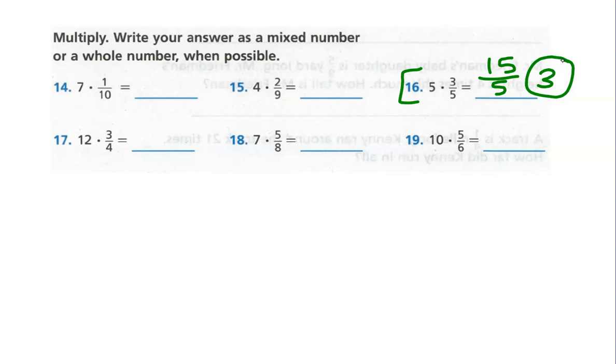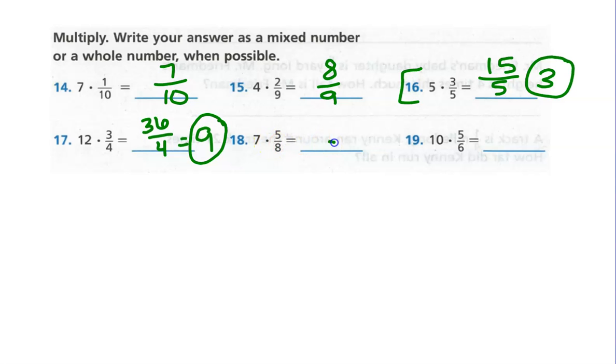Okay, I'm going to go rapid fire. 7 times 1/10 is going to be 7 tenths. 4 times 2 ninths, your ninths will stay the same, and 4 times 2 is 8. For number 17, you've got your fourths as your denominator, and 12 times 3 is 36. Hopefully you didn't leave that as an improper fraction, because that actually works perfectly to be 9.